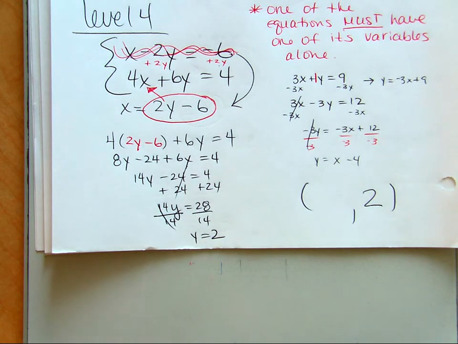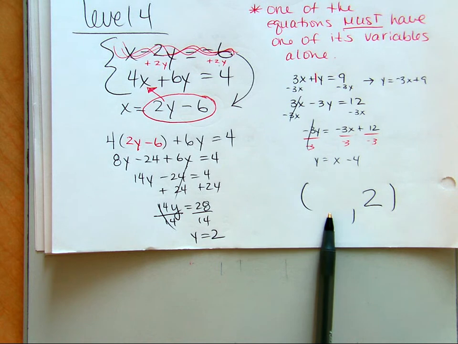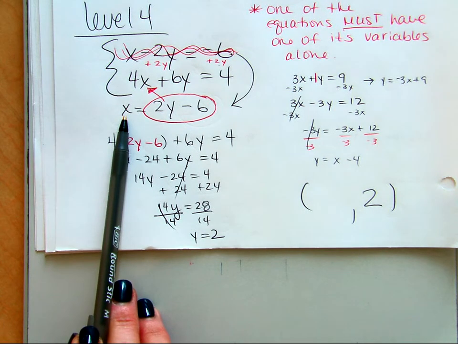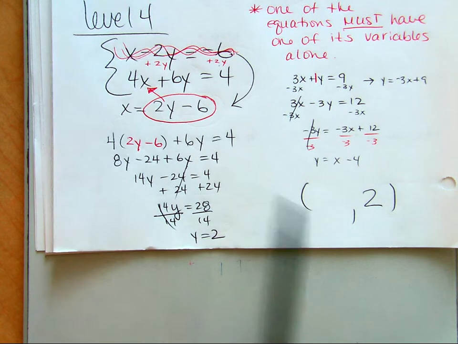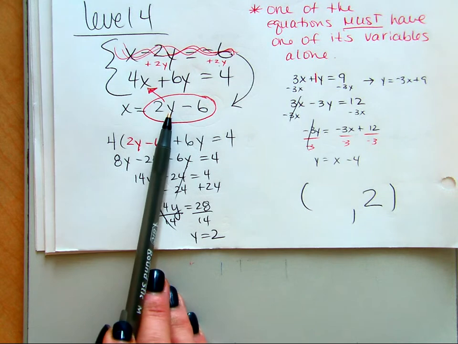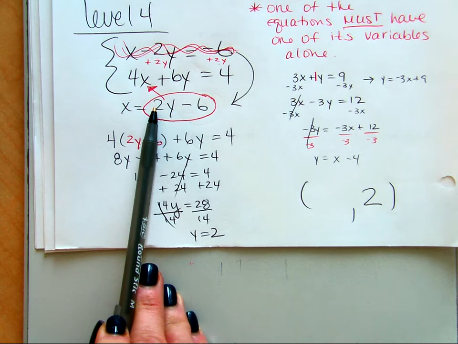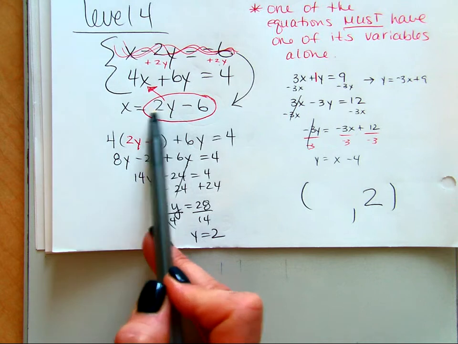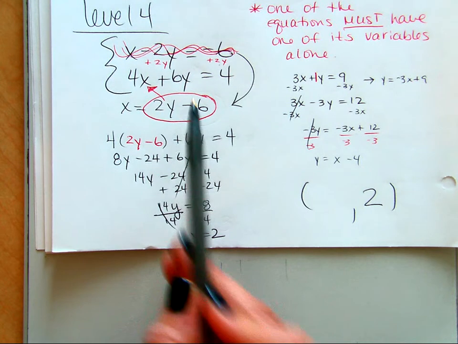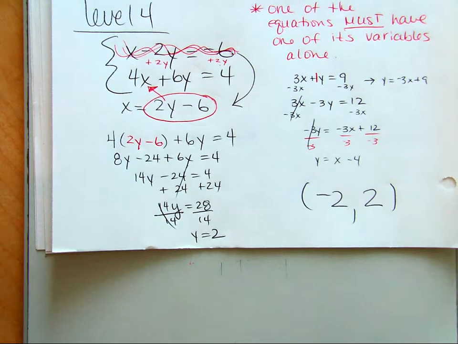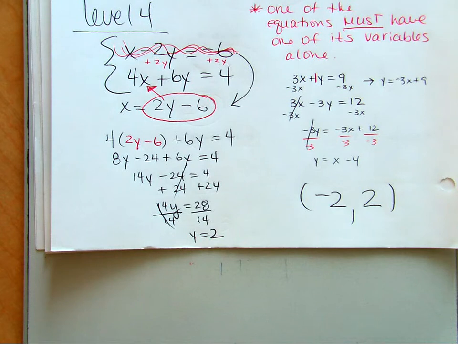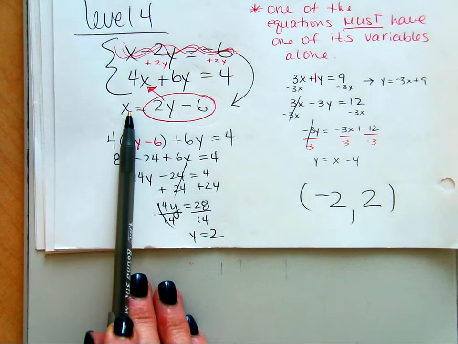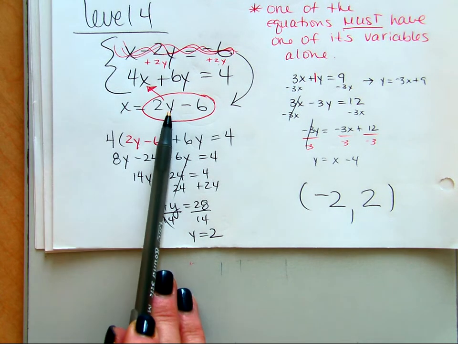What are you looking for? X. Oh, is x already solved for? Yeah, this x value right in this spot is going to be whatever the y value is times 2 minus 6. So let's put 2 right there. And what's 2 times 2? 4. And 4 minus 6 is negative 2. That's what this x and this y business means. It means that this y value, or the x value rather, is this y value times 2 minus 6.